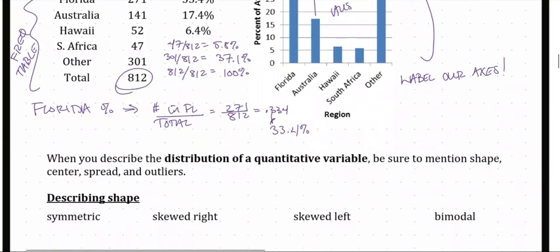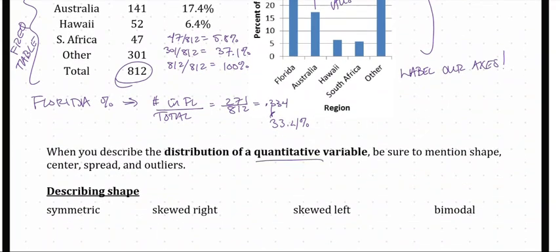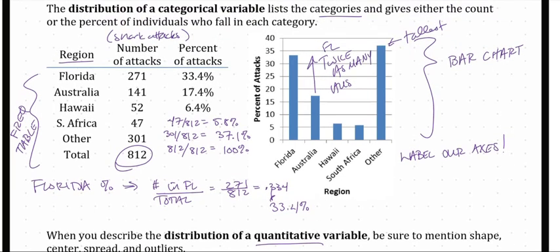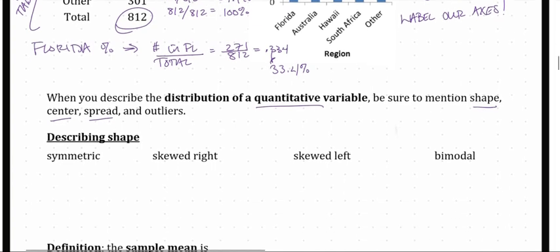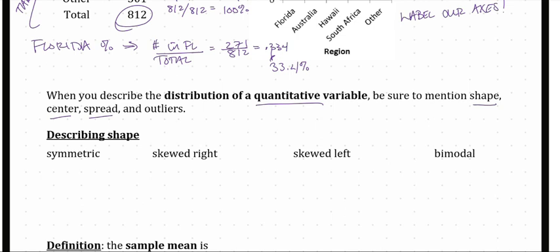When we describe the distribution of a quantitative variable, we're going to do something besides just looking at the relative heights. We have to be sure to mention the shape, the center, the spread, and the presence of any outliers. If we're going to describe the shape, there are four different things that we might look for. So for example, we might see if there is symmetry in the shape.